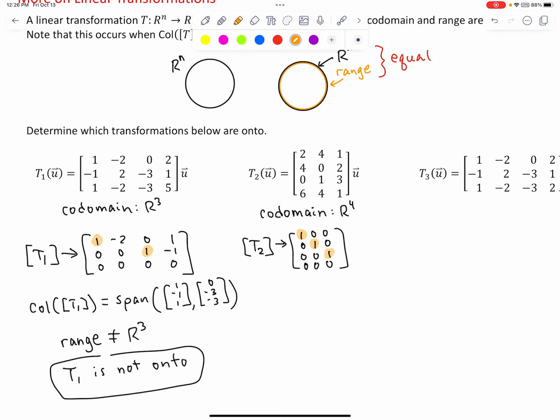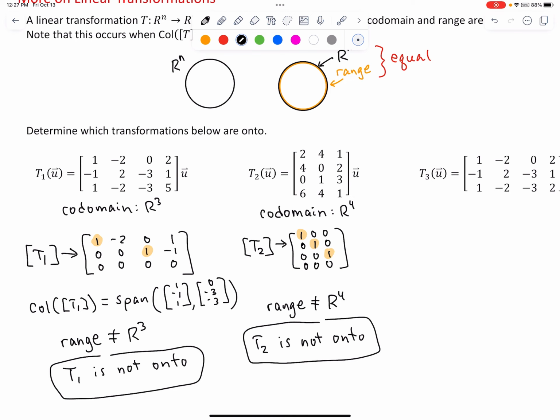However, it is not possible for 3 vectors only to span all of R4, in the same sense that 2 vectors alone could not span all of R3. So we know that the range cannot be all of R4, so the range and codomain will not be equal. So once again, we have a transformation that is not onto.